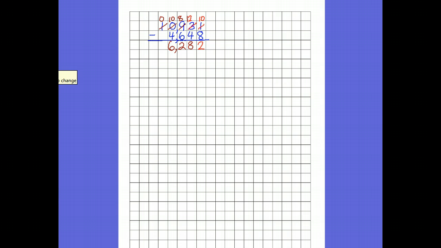Now, if we come over and we're doing decimals, we once again need to make sure that we are lining up our place value. So if we have 9 and 243 thousandths, and we subtract out 6 and 59 thousandths.